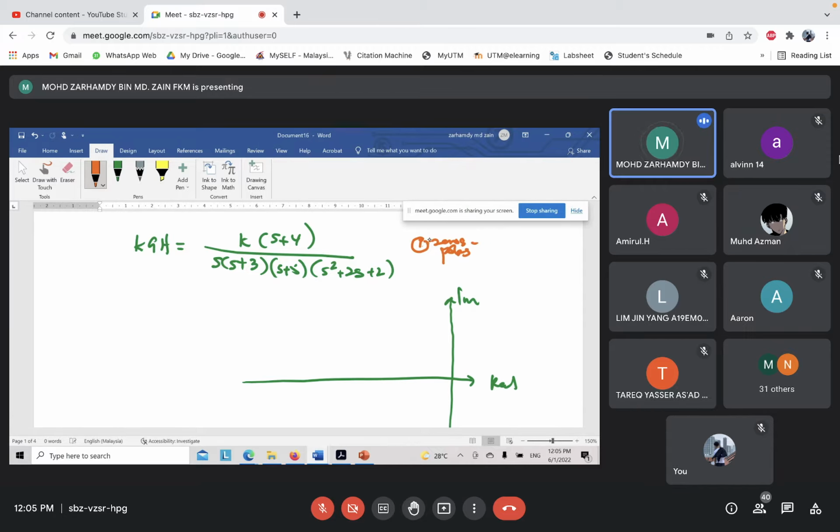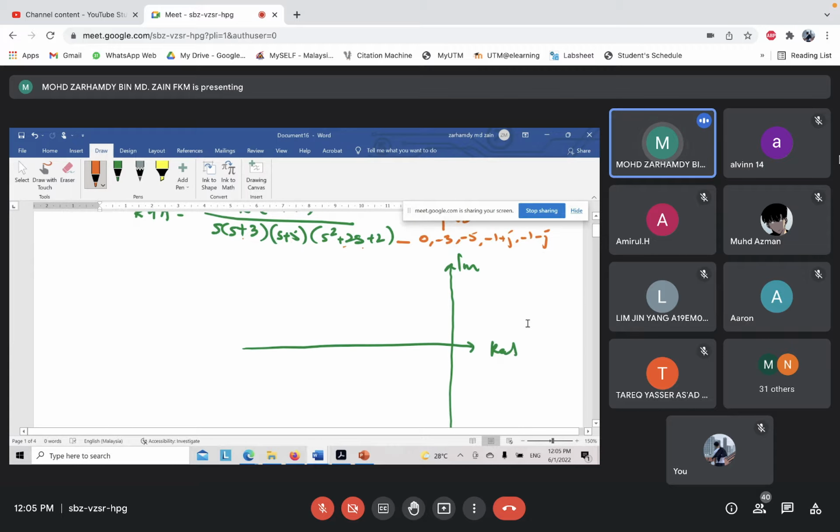So in this case, our zero is -4, right? And then our poles here. How many poles do we have here, class? We have 1, 2, 3, 4, 5. So we have 0, -3, -5, and -1 plus j and -1 minus j. So 5 poles and 1 zero, 6 points located in the S plane.